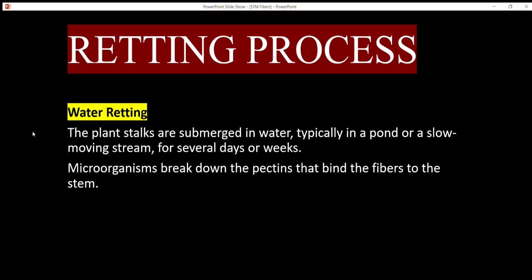First is water retting. The plant stalks are submerged in water, typically in a pond or slow moving streams for several days or weeks. The microorganisms break down the pectins that bind the fibers to the stem. So this process, water retting, is the cheapest process. It takes sometimes a few days or a few weeks, but it is the easy and cheapest retting process.